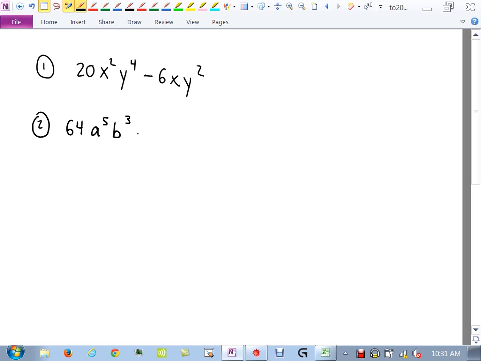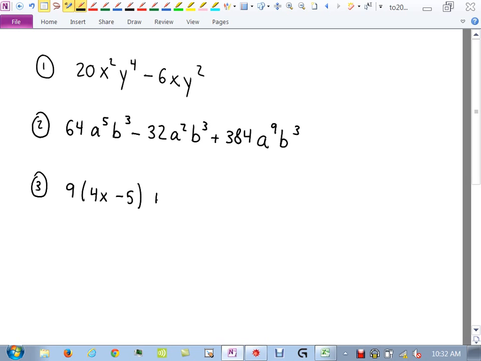Okay, why don't you try a couple of these just to make sure you're feeling okay with them? We'll do 3 of them. Number 1: 20x squared y to the 4th minus 6xy squared. Number 2: 64a to the 5th b to the 3rd minus 32a squared b cubed plus 384a to the 9th b to the 3rd. Third one: 9 times (4x minus 5) plus 4y times (4x minus 5).